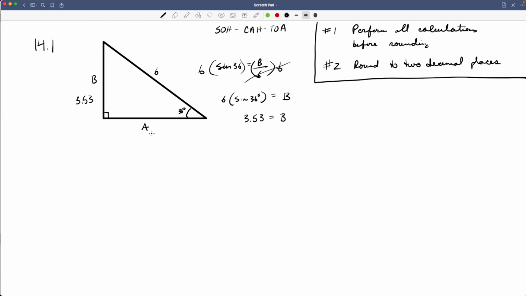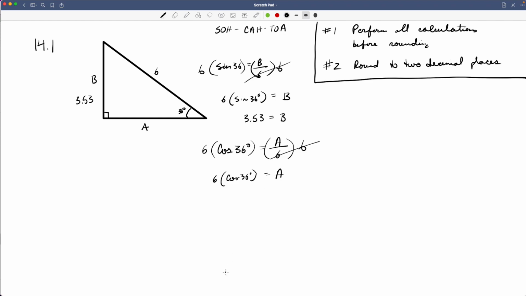So let's find A. We're going to use cosine for that. So again, we're going to say cosine of 36 degrees is equal to the adjacent, which is A, over the hypotenuse of 6. We multiply everything on both sides by 6 in order to eliminate the denominator. That cancels. So 6 times the cosine of 36 degrees is going to give us the length of A.